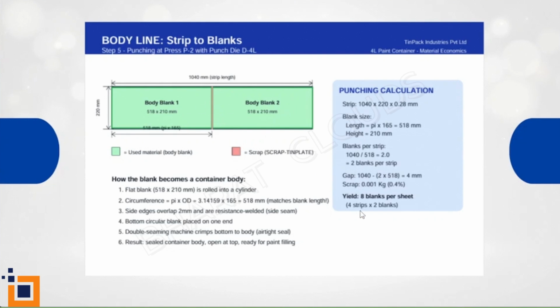Below the diagram there's an important detail, how this flat blank becomes a container body. The 518 mm blank is rolled into a cylinder. The circumference matches because 518 equals pi times 165. The side edges overlap 2 mm and are resistance welded to form the side seam. Then a circular bottom blank is placed on one end and a double seaming machine crimps the bottom to the body, creating an airtight seal. The result is a sealed container body, open at the top, ready for paint filling. The yield from one sheet is 8 blanks, 4 strips times 2 blanks each.